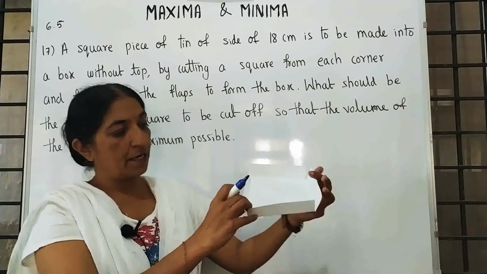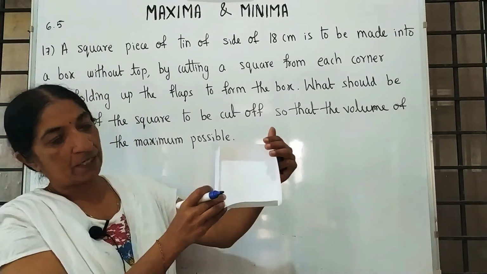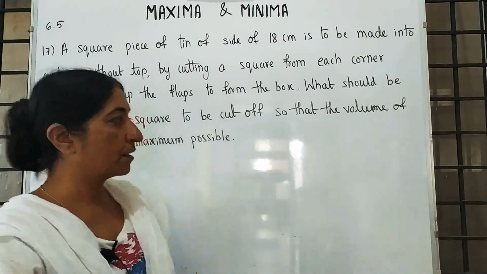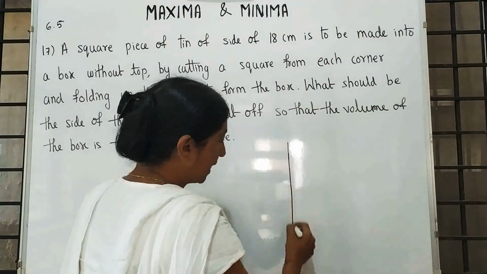See, they are making a box. It looks like, no, it is making a box without a top. This is a box after cutting 4 square pieces. So this is a total of 18 centimeter.